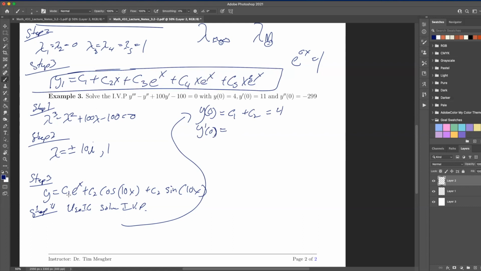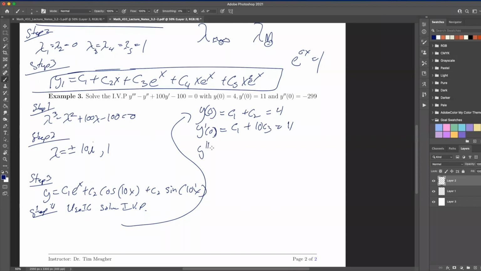I'll take this derivative. This derivative doesn't change at all, so I still get a c1 here. Here I'm going to pull out a 10, and the 10 cosine term, well, that's going to end up being 0. And then I pull out a 10, so this is 10 sine after I take a derivative, and this is 10 cosine. So this is plus 10 c3, which is equal to 11.